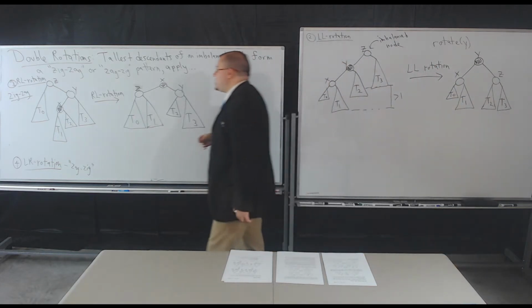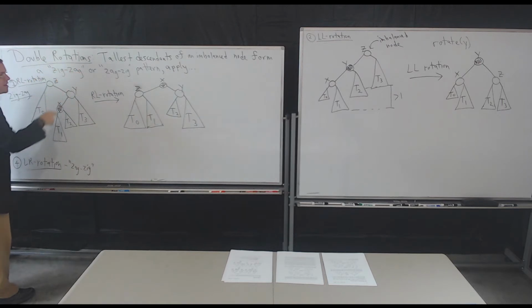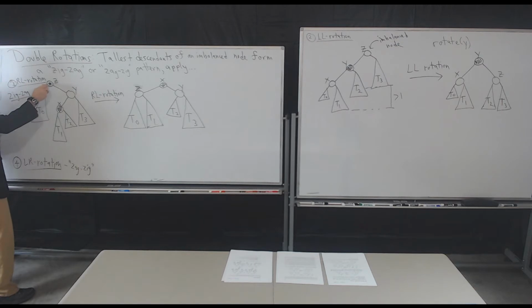In a double rotation, you form a zigzag or zag-zig pattern. What do I mean by this? An RL rotation would be where the tallest of the two children ends up being Y, and then the tallest of Y's children is X. But X is on either the left or the right, depending on whether this was on the left, and then that would be on the right, or right then left. It forms a zigzag pattern.